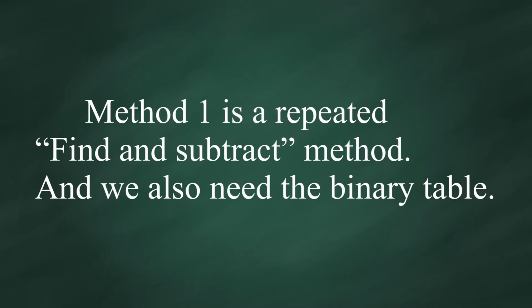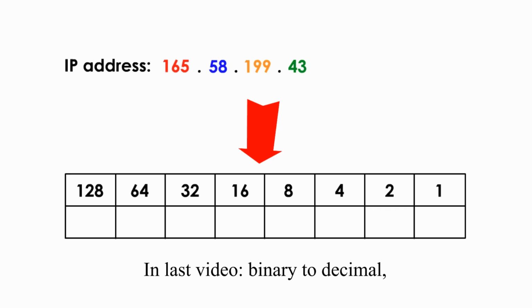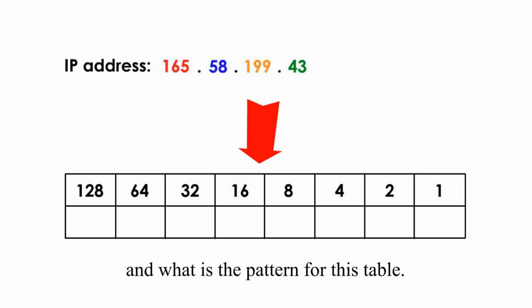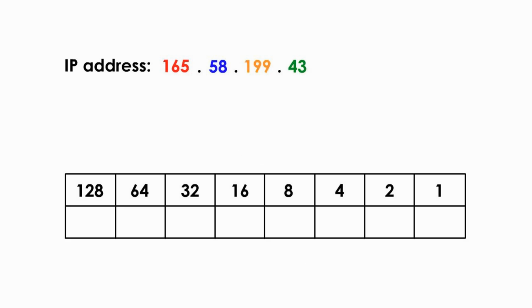And we also need a binary table. In the last video, binary to decimal, I demonstrated how to build this binary table and what the pattern for this table is. Here, I just assume you are already familiar with this binary table. Let's begin to convert 165 into an 8-bit binary number using method 1. Are you ready?